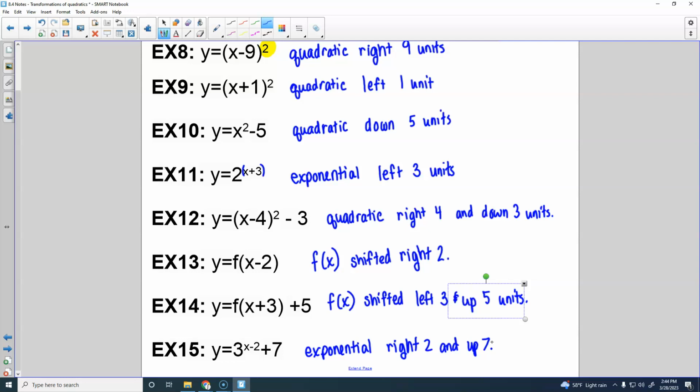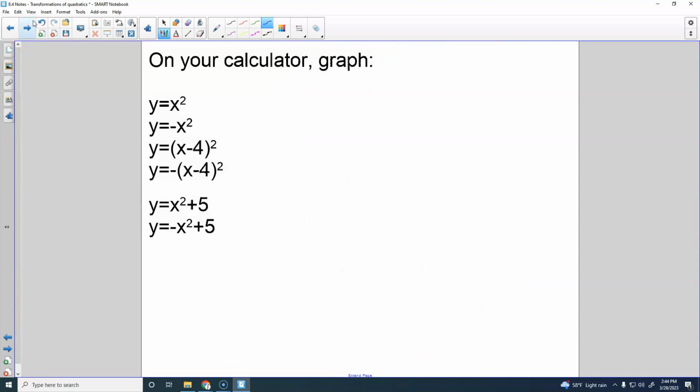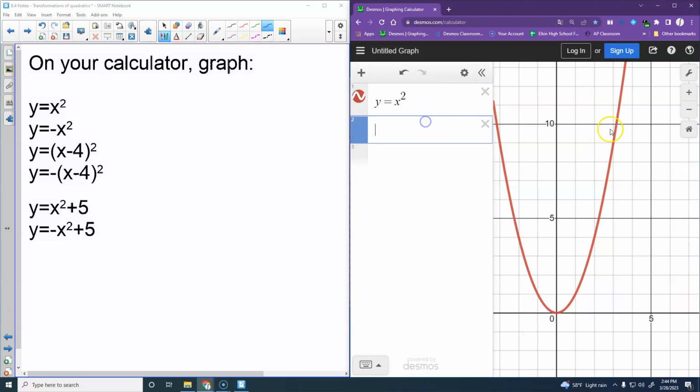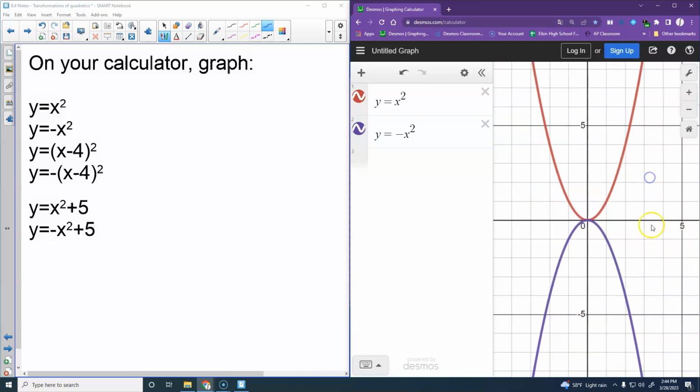Okay? Questions? All right, there's one more type of transformation we are going to talk about. There are some other things that you can do for transformations, but we are not going to talk about them. So I'm going to graph these first two right here together. Y equals x squared and y equals negative x squared. What happened there? Flipped it, right? Okay, let's try the next two.